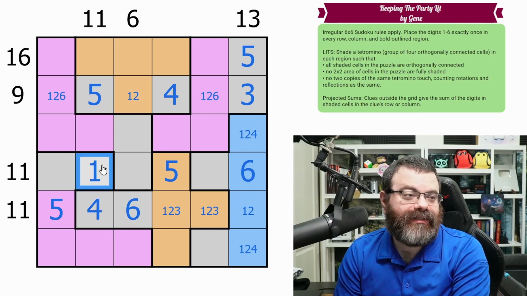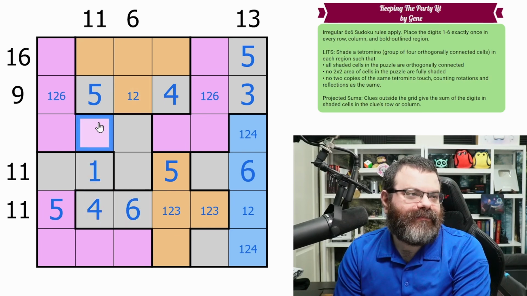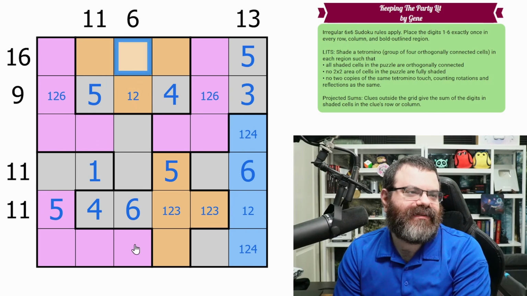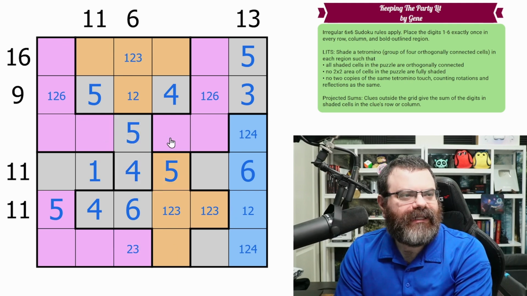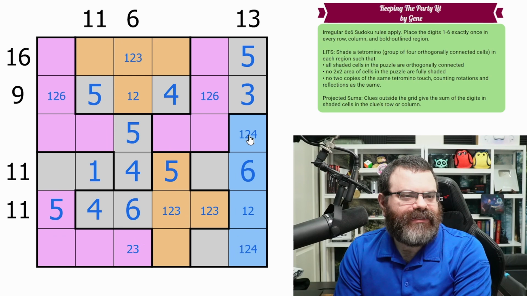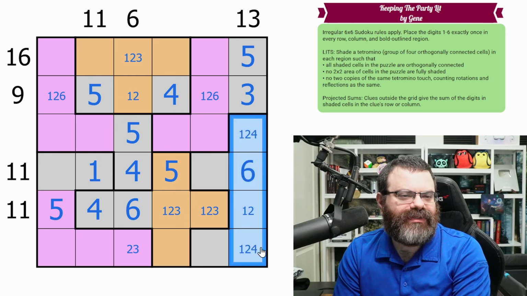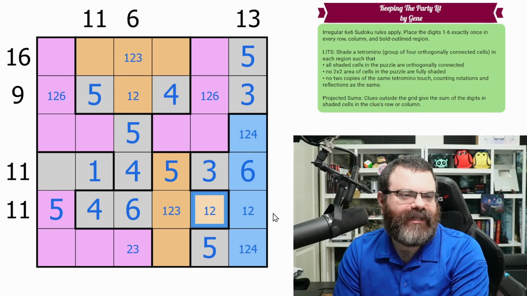That is not a 6. So that was the 11. We have this 6, so these are 1, 2, 3. It's not a 1. That makes this 4, 5, so that's a 4, that's our 5. So remember, we have the irregular regions as well. So yeah, we have 1, 2, 4, 6 here. We need 3 and 5. This 5 tells us that's 3, that's 5 for that region.